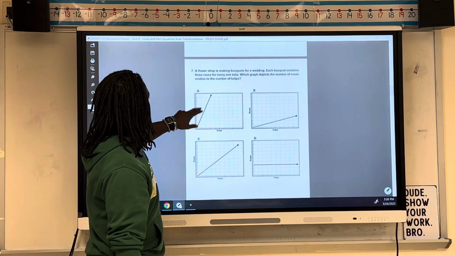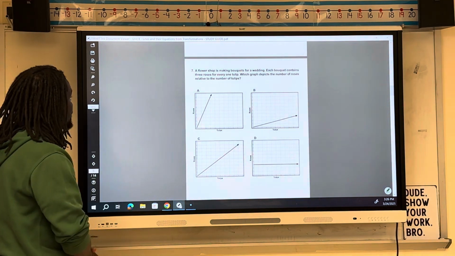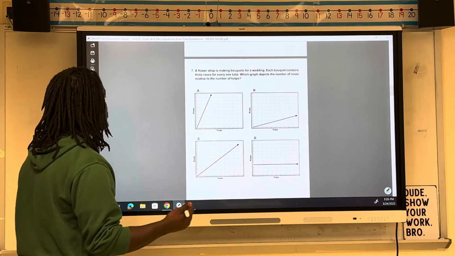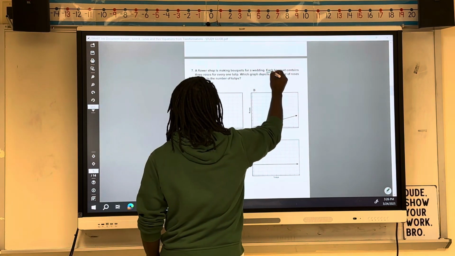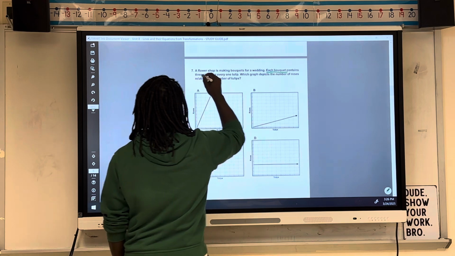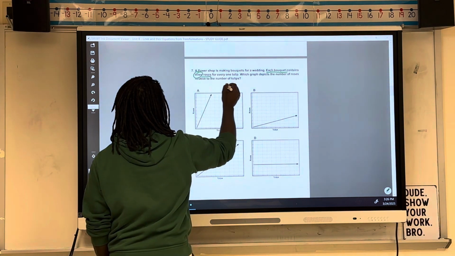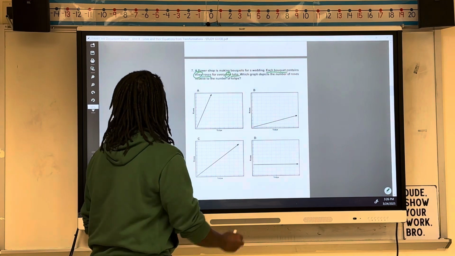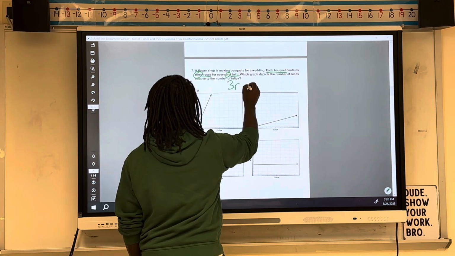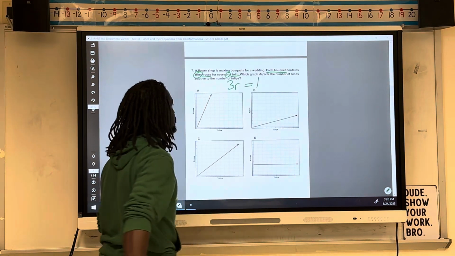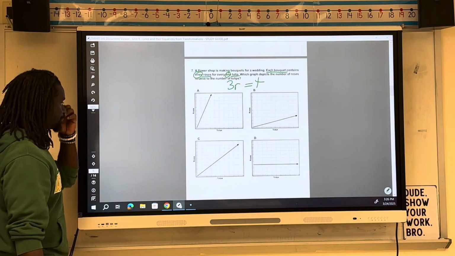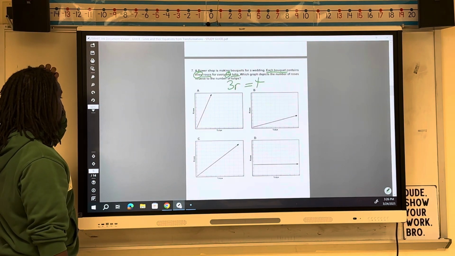All right. Number 7, a flower shop is making bouquets for a wedding. Each bouquet contains 3 roses for every 1 tulip. Okay, so I got 3 roses, and that equals 1 tulip, for every 1 tulip. All right, so let's see.